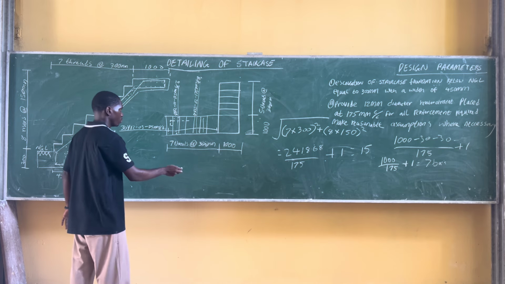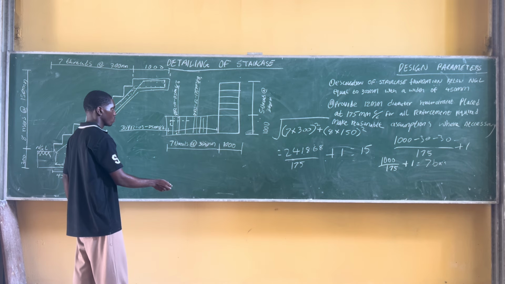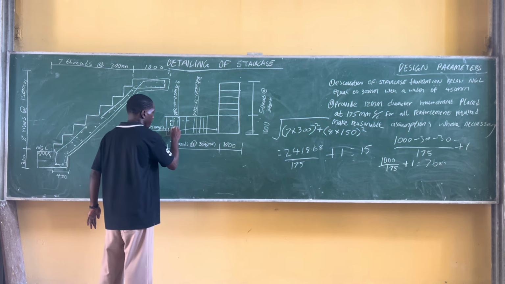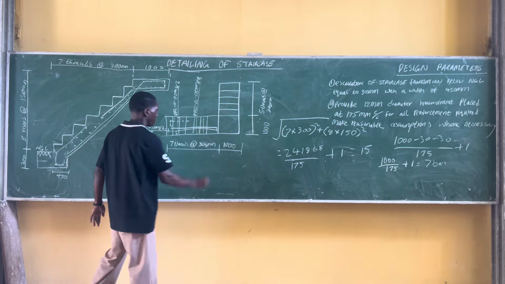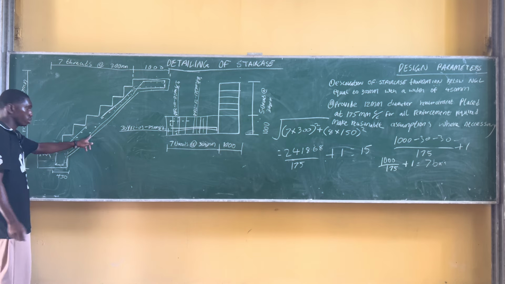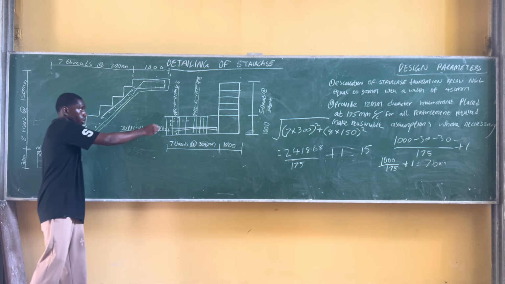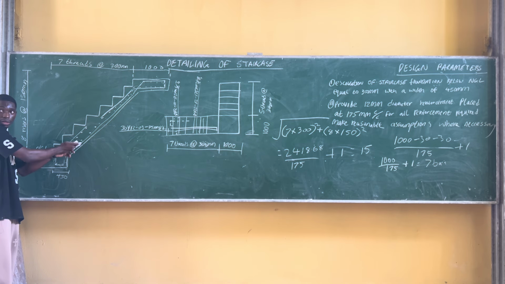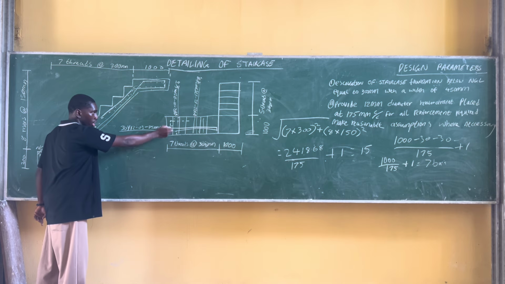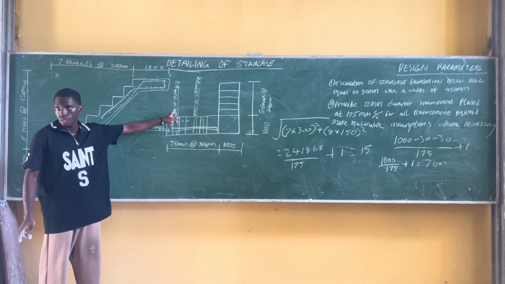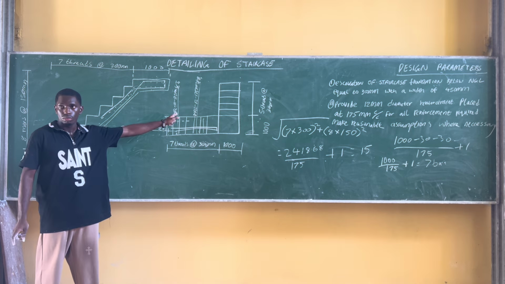Let me draw it. I see it now. This bottom reinforcement is spanning from this 1000 here. And this one is moving in the same line with this bottom reinforcement here. So they are both spanning at that 1000. If you do 1000 divided by 175, we are getting 7 bars, which is 7 Y12. You understand?